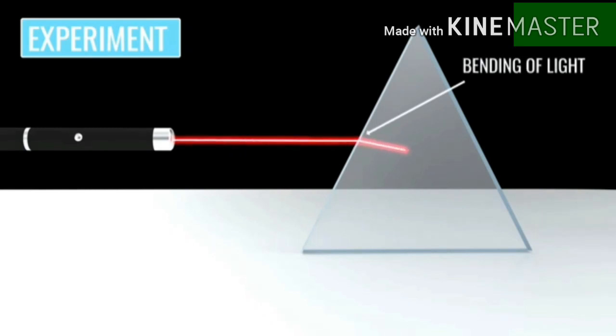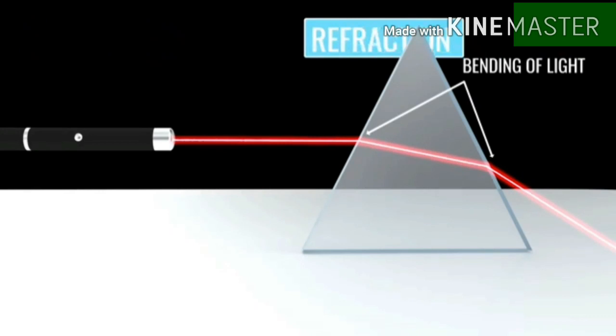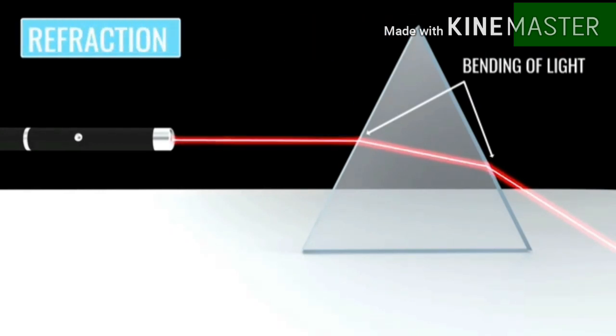In this experiment, light passes through a prism. You can see that at the interface, the light gets bent instead of going straight. This phenomenon is known as refraction. Refraction occurs when light passes from a medium with one refractive index to one with another refractive index. The light bends towards the interface when it goes from a medium of high to one of low refractive index.